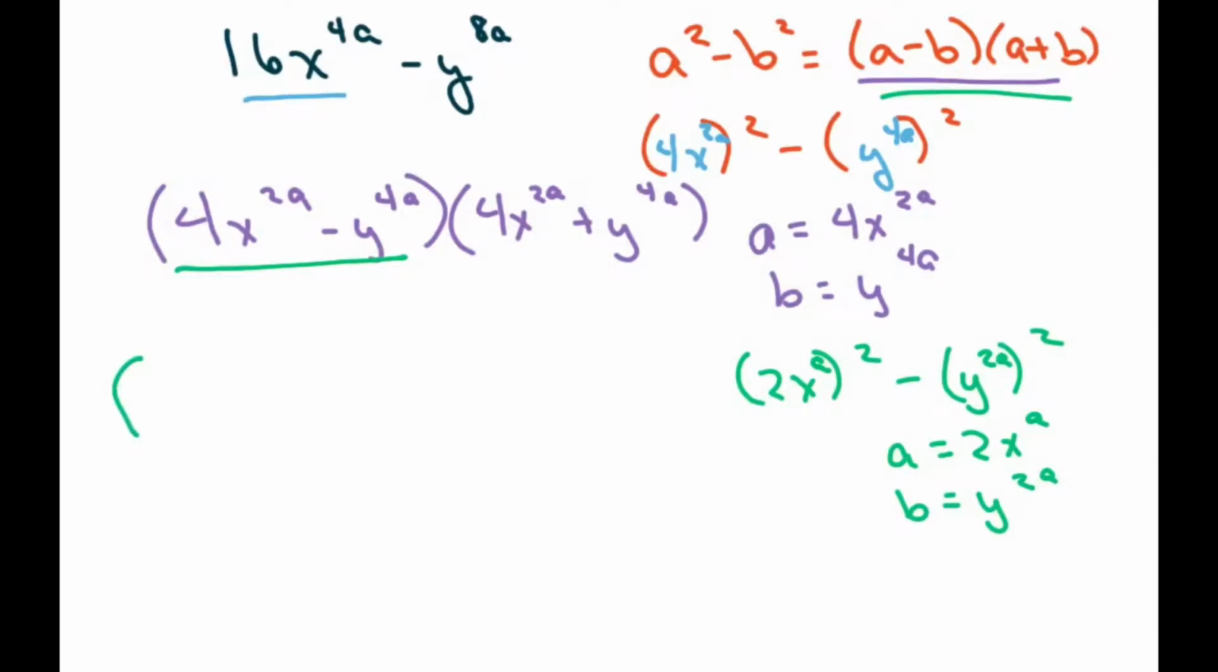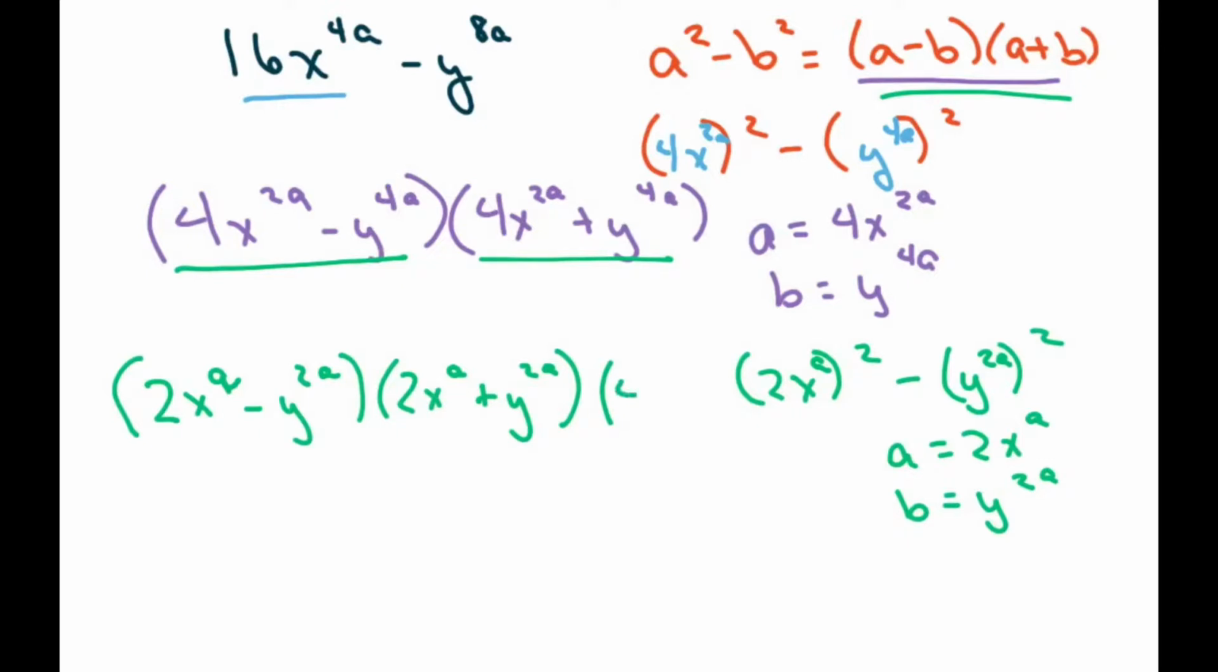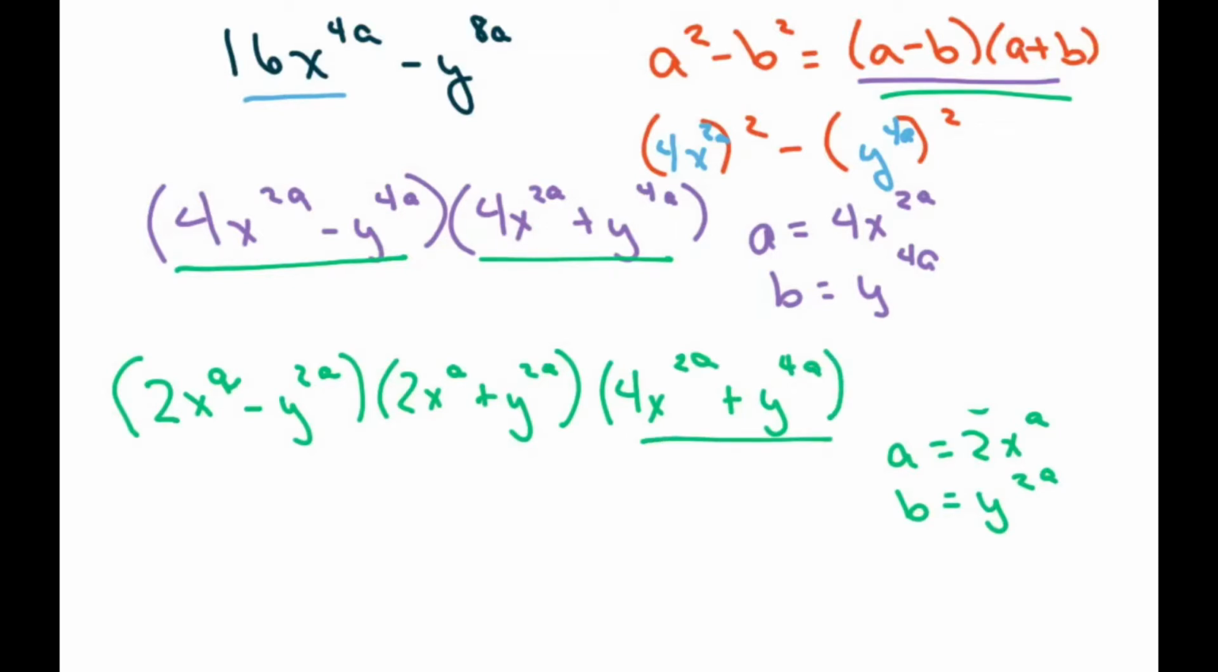So what we have is 2x to the a minus y to the 2a, and then you have 2x to the a plus y to the 2a, and don't forget to copy him down, 4x to the 2a plus y to the 4a. You can't factor this one completely. Now, we're done because we can't factor this anymore. And this would be your final answer.